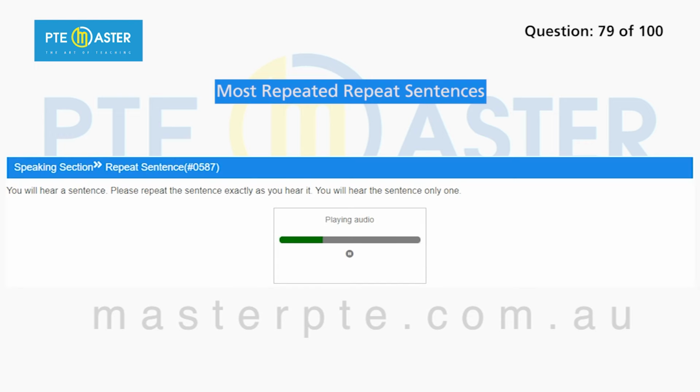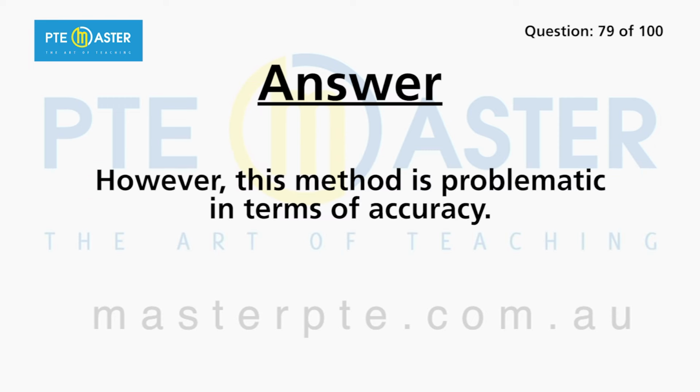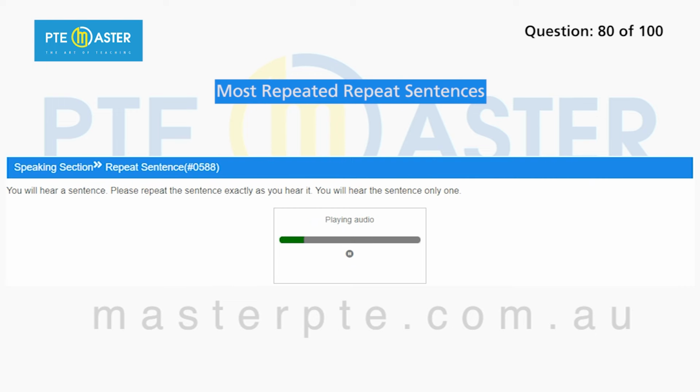However, this method is problematic in terms of accuracy. I will now demonstrate how the reaction can be arrested by adding a dilute acid.